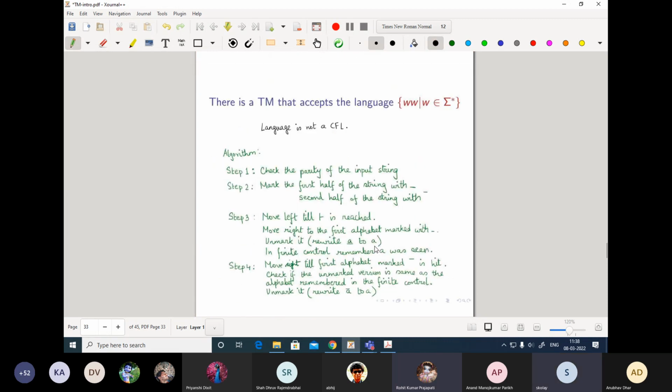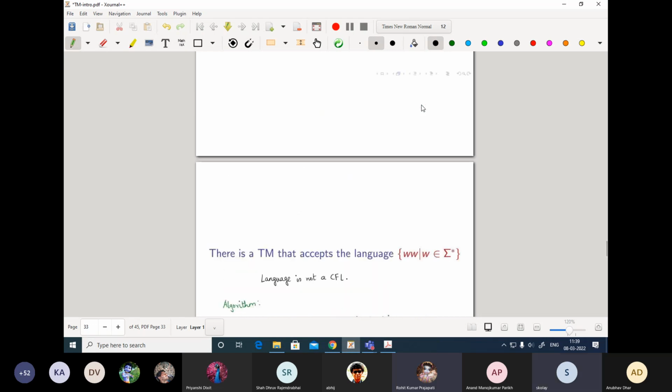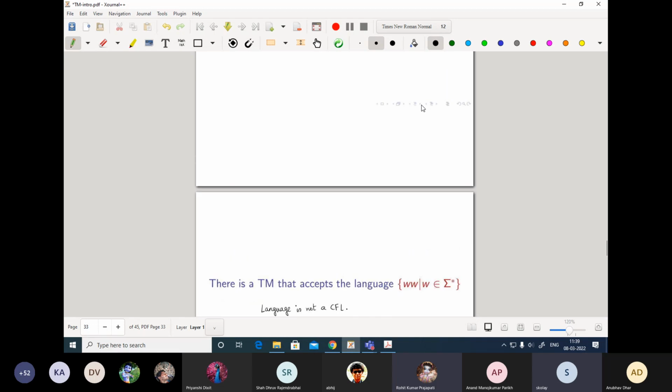Okay, so let's go to another language which is not context free. This language is WW, where W is in sigma star. Can you design a Turing machine? So let's say I start off with input string X. How do I determine?